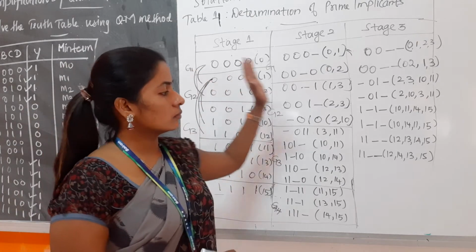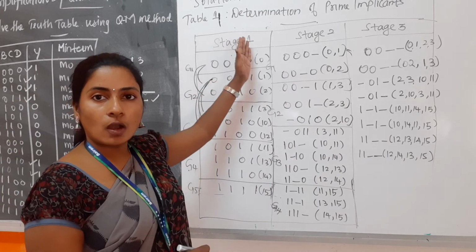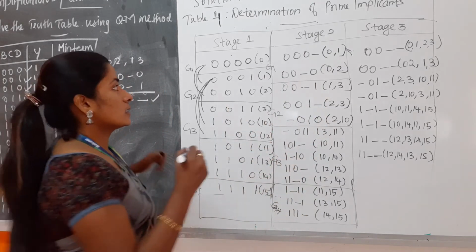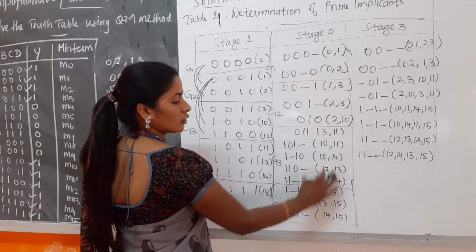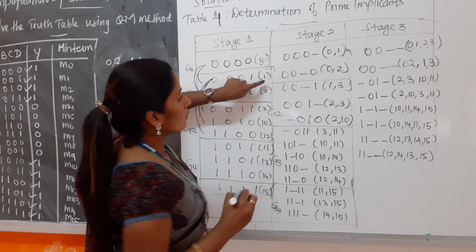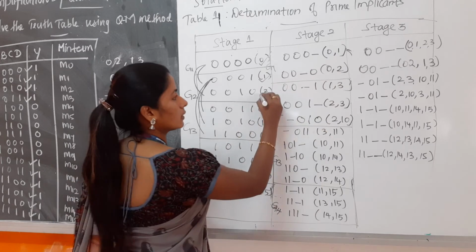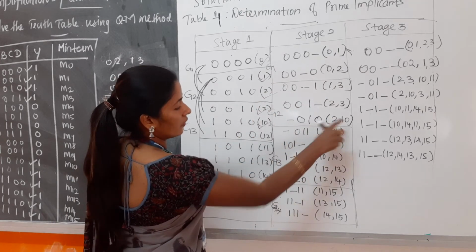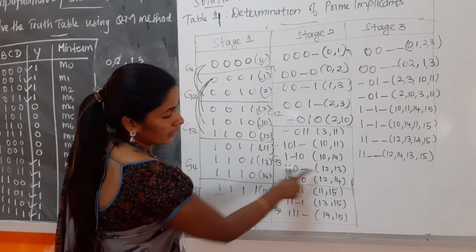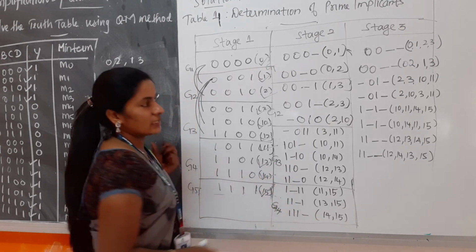After completing this table, you have to check whether all the stage 1 min terms are covered by stage 2 min terms. This should be done. I am going to check. 0 is covered here, so I am putting a tick. 1 is covered, so again tick. 2 is also covered. 3 is covered. 10 is also covered. 12 is covered. 11 is also covered. 13 tick. 14, 15. So everything is covered.